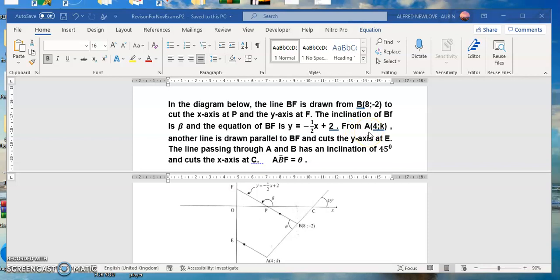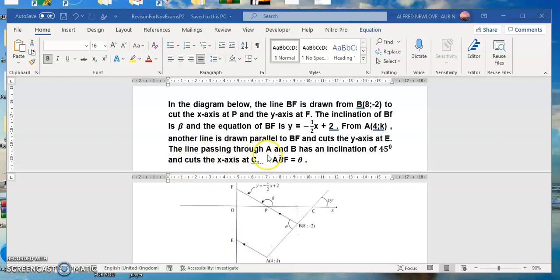From a point A, which is (4, k), another line is drawn parallel to BF. There's a line which is parallel to BF. This arrow mark indicates that this line is parallel to that one. They don't meet. They have the same gradient. And it cuts the y-axis at E. So we see that it intersects the y-axis at E.